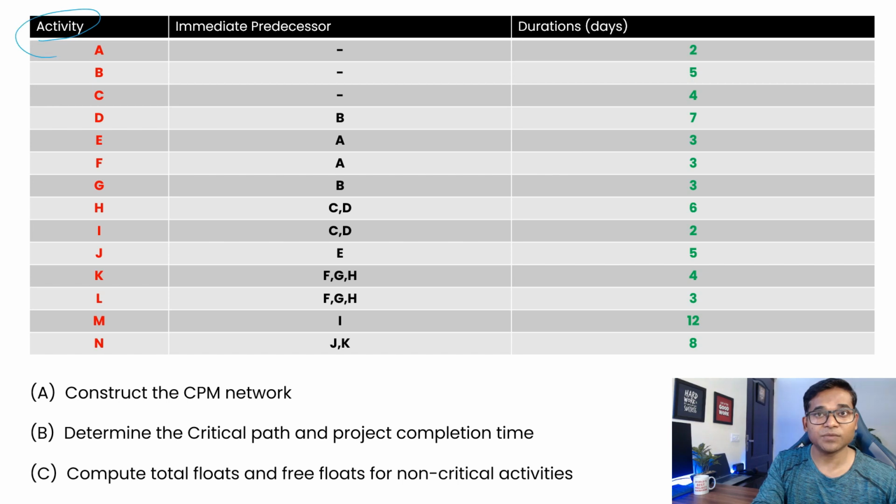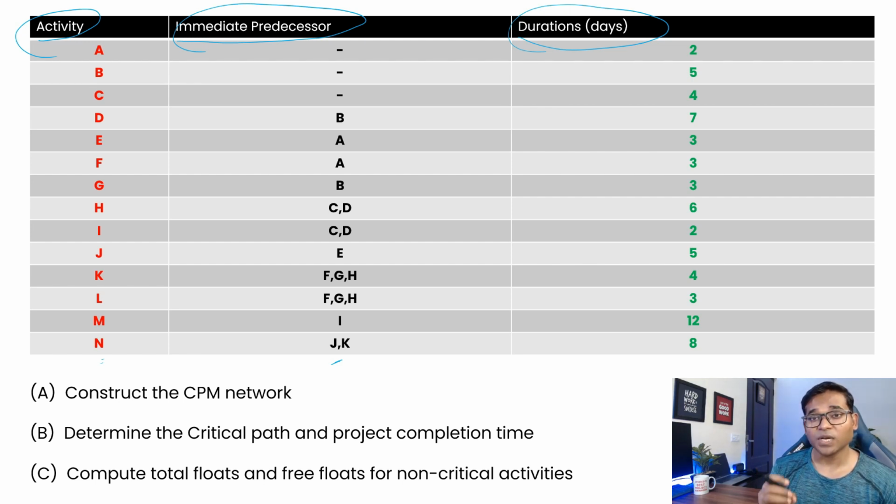The information which is given to us is basically the activity list, what are the activities for the project, and then what is the immediate predecessor, basically after which activity this activity is going to start, and then what will be the duration of the activity itself, right? So basically there are three columns, and this gives you the list of A to N. These are the activities, and this gives you the list of those activities which are the predecessors.